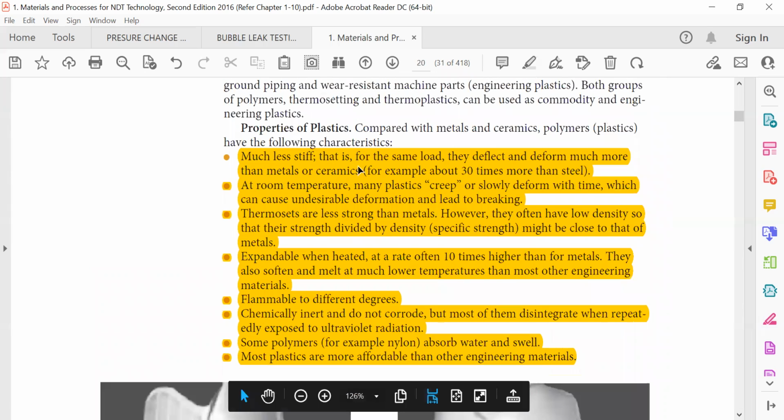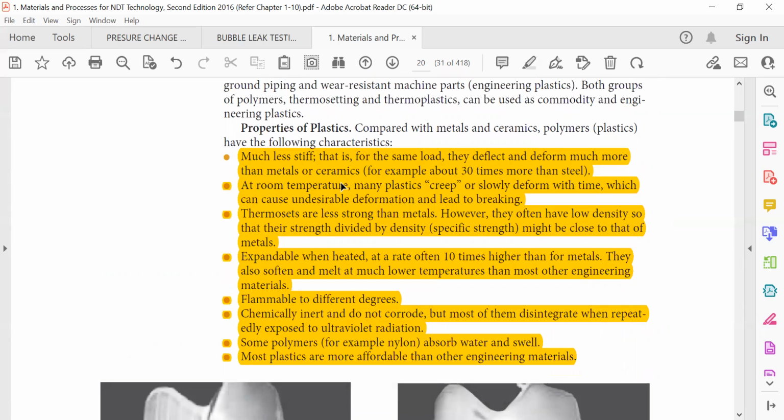Much less stiff, that is, for the same load they deflect and deform much more than metals and ceramics. For example, 30 times more than steel. At room temperature, many plastics creep, or slowly deform with time, which can cause undesirable deformation and lead to breaking. Thermosets are less strong than metals.